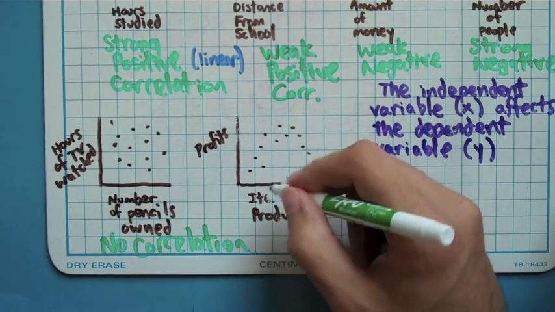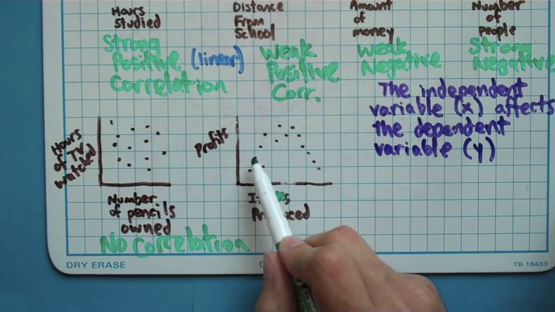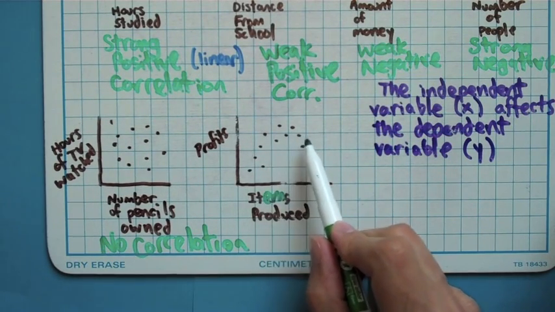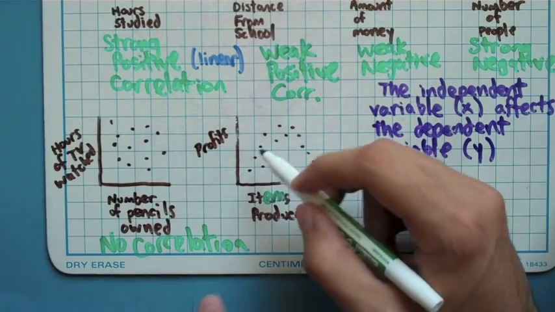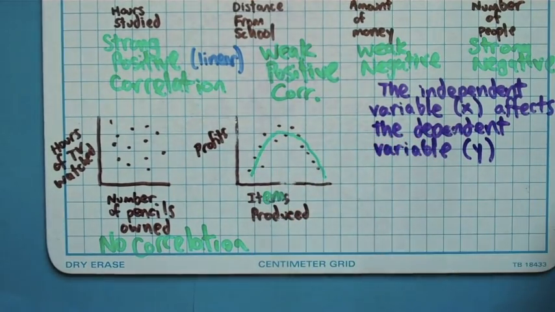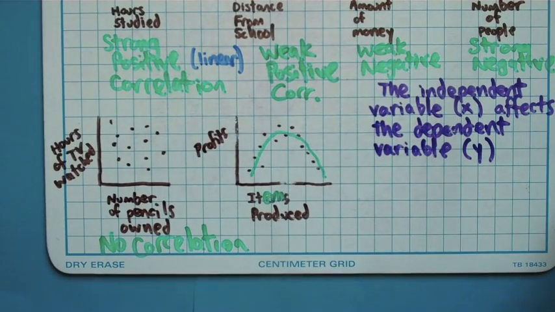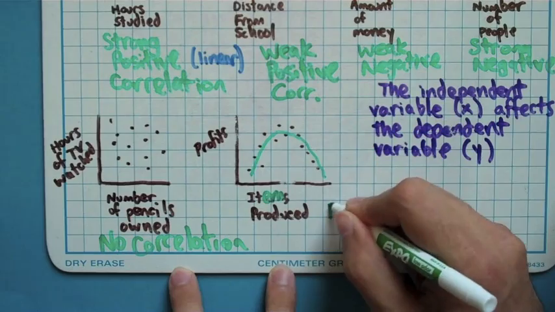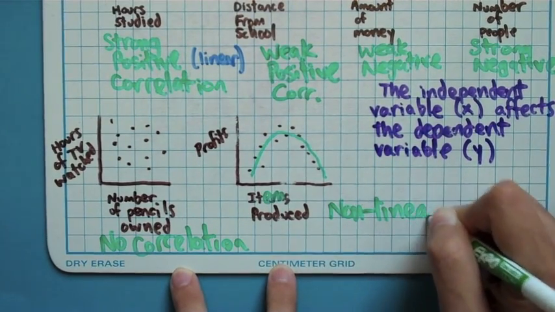And the last one, I kind of erased this here. This is items produced versus profit. Apparently when a company makes a certain number of items, their profit goes up. But if they make too many, they're going to start losing money because they won't be able to sell them all. So there is a pattern to this graph. It kind of goes like this. It starts up and then it goes back down. But that's not linear like the other ones were. They all made a straight line. So what we would say is there is a correlation, but it's a non-linear, or not linear, correlation.